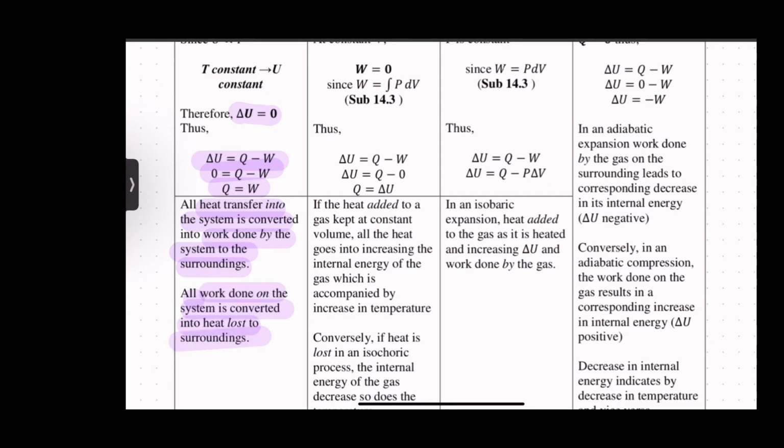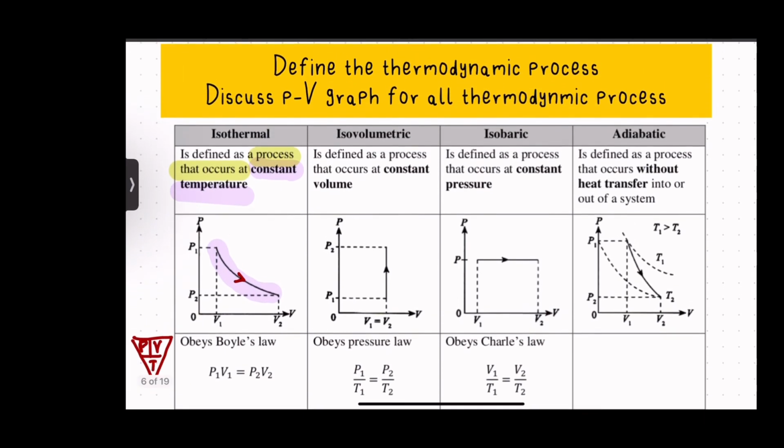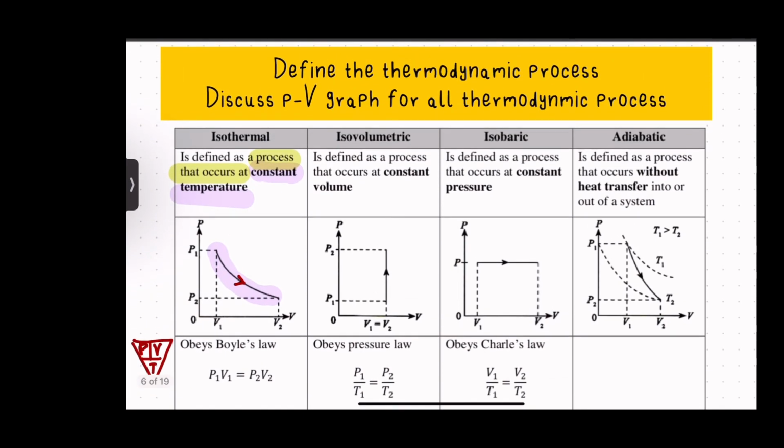Kalau dia kata work done by the system, heat transfer into the system lah. Kalau work done on the system, so the heat adalah loss to surrounding. Okay, so nanti awak akan lagi faham kalau awak buat example lah. Okay, untuk isovolumetric, dia adalah defined as the process that occur at constant volume.